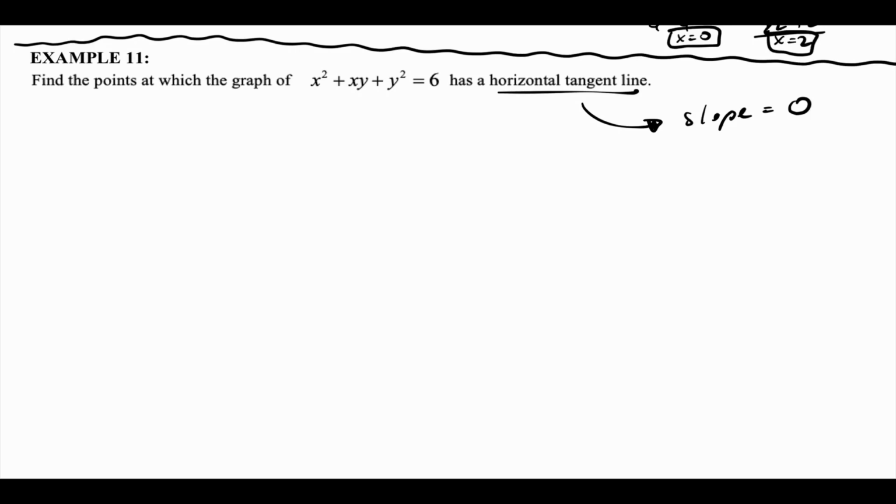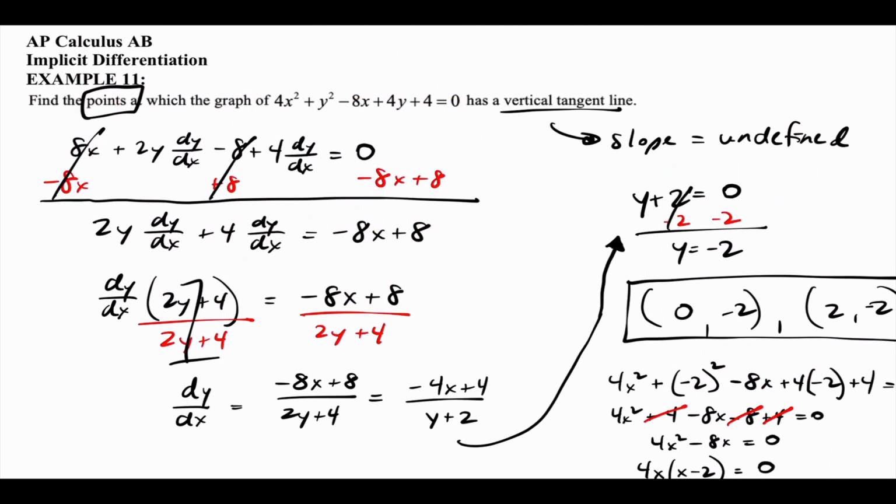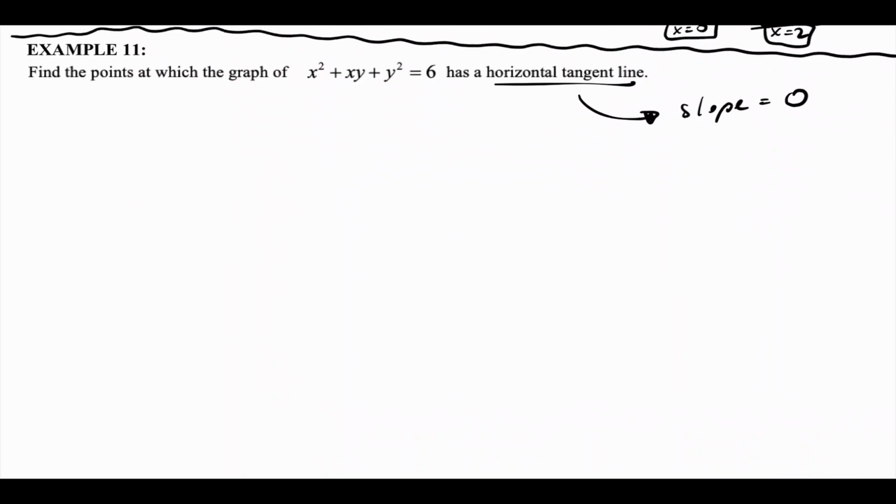Now we have to find the points at which the graph of x squared plus xy plus y squared equals 6 has a horizontal tangent. We talked about this yesterday. Horizontal tangent means the slope is 0. Vertical tangent means the slope is undefined. Horizontal tangent means the slope is 0.